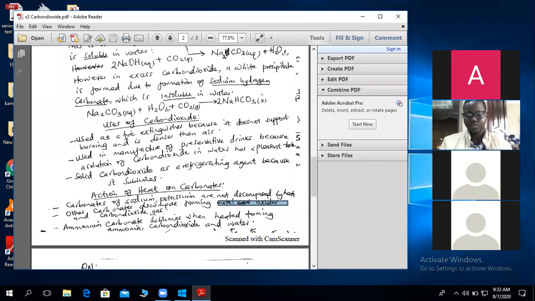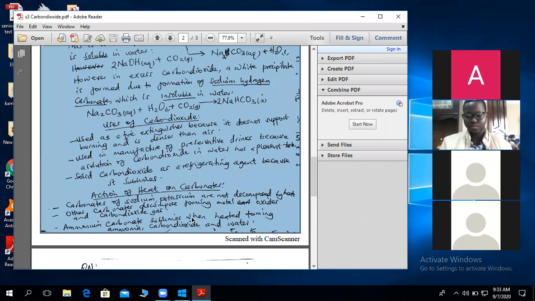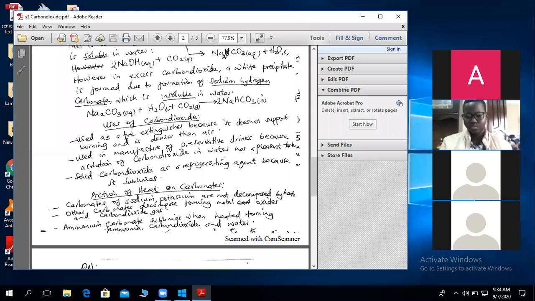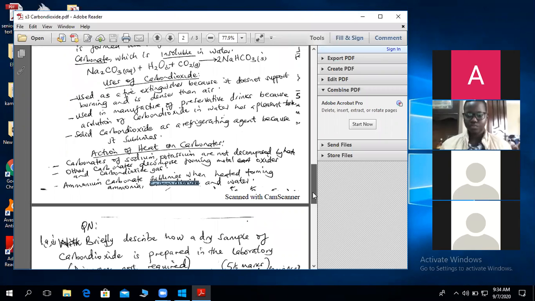However, ammonium carbonate sublimes when heated and forms ammonia, carbon dioxide gas, and water. So when you write the equation, ammonium carbonate when heated forms ammonia, carbon dioxide, and water. That's what I wanted to discuss with you today.